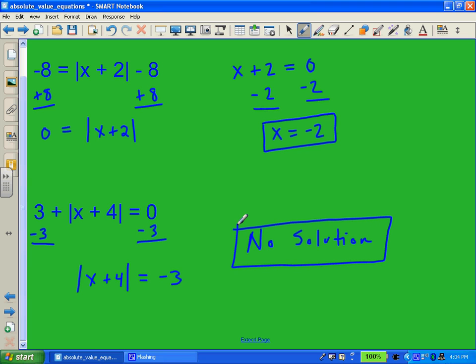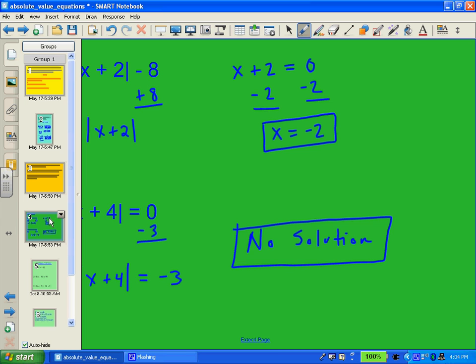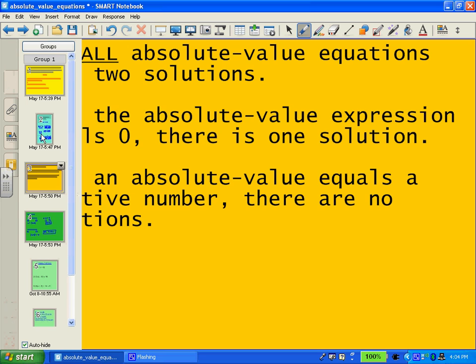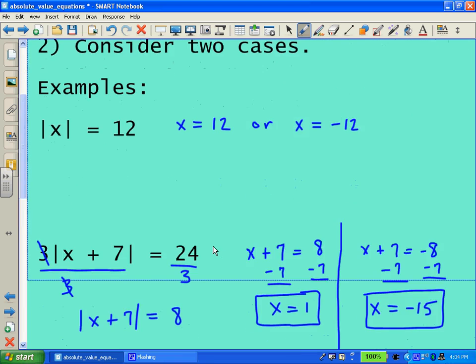Okay, so those are kind of the special exceptions, so to say, of absolute value. Most of the time they will have two solutions, but in these two cases here they will have either one solution or no solution at all. Okay, so we'll be working on these tomorrow in class.